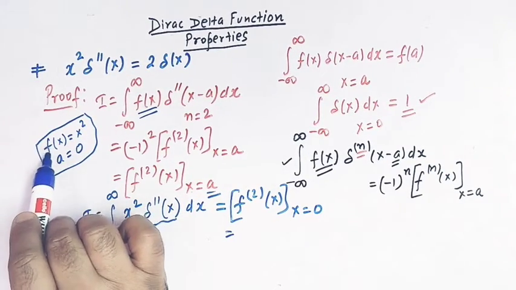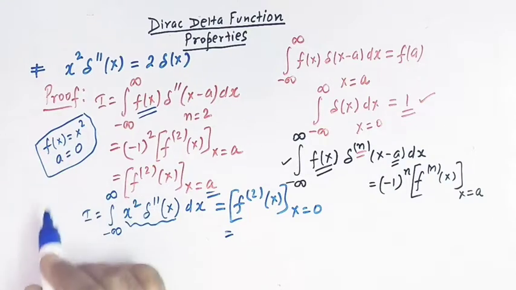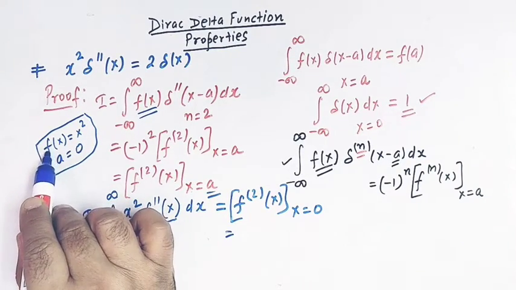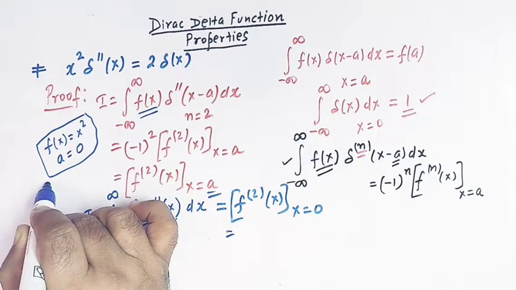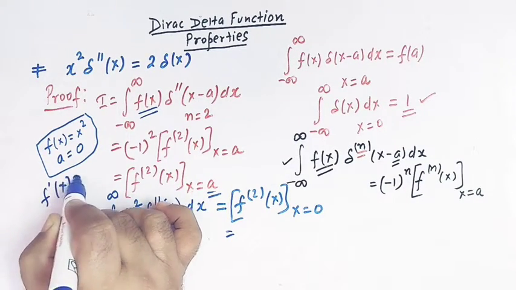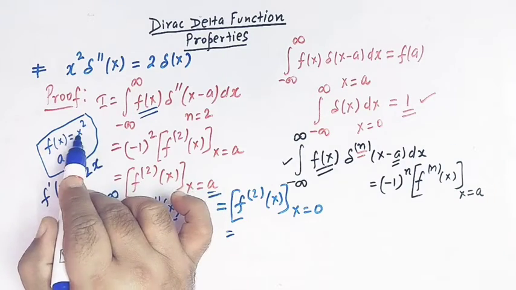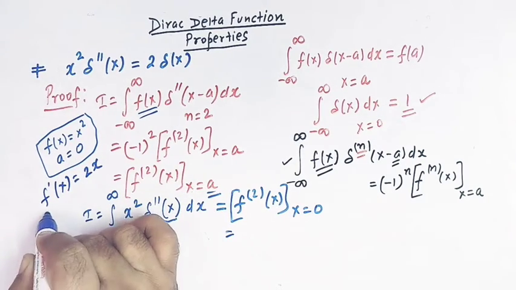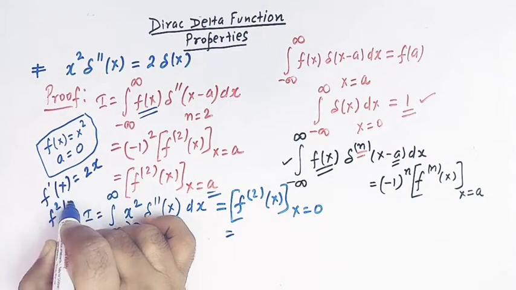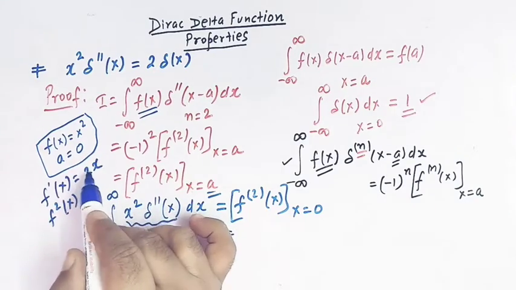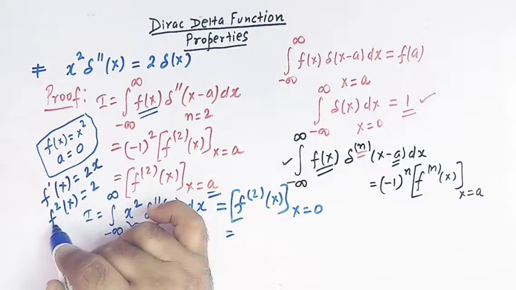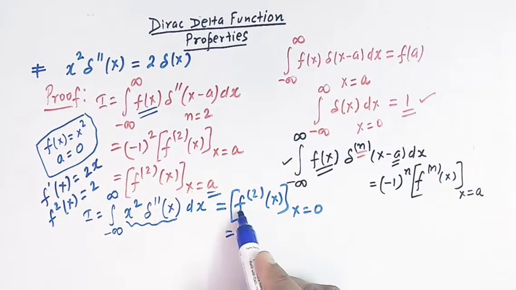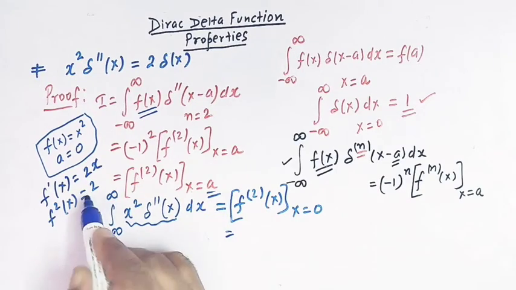And our f of x is x squared. So let us find the second derivative of f of x. So f prime of x is equal to 2x, because the derivative of x squared is 2x, and then the second derivative of 2x is simply 2, because the derivative of x is 1, right? So we can now replace the second derivative of f of x by 2.